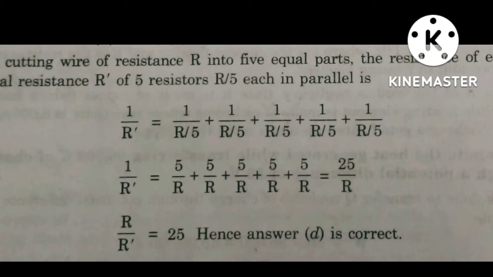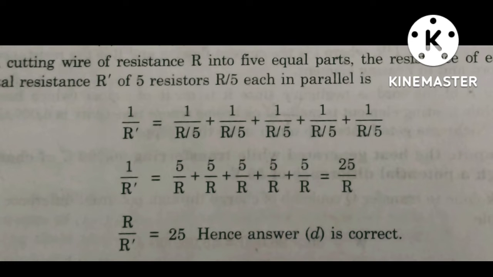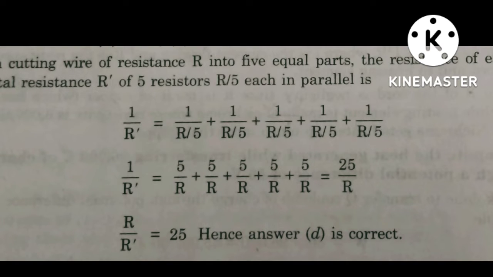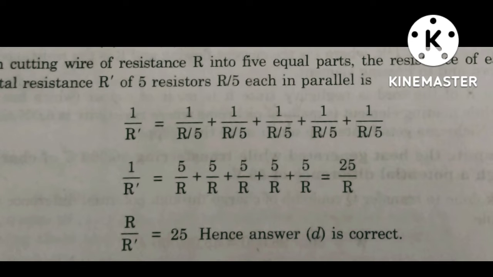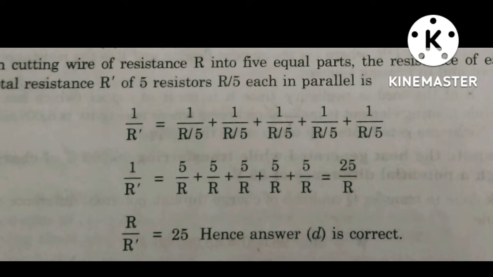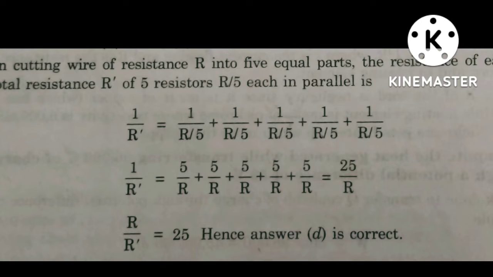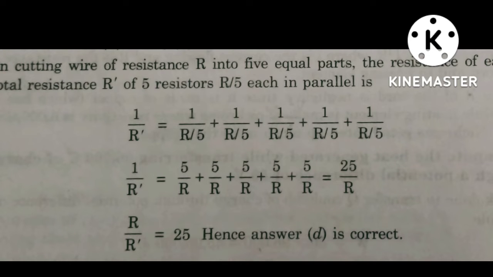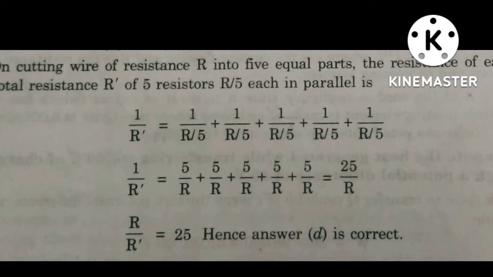Then how can we write the next step? 1 by R dash is equal to 5 by R plus 5 by R plus 5 by R plus 5 by R plus 5 by R. That means 5 times we have to add it together. That will be 25 by R. Now we can calculate R by R dash. Here we have 1 by R dash is equal to 25 by R. How can we find R by R dash? If you rearrange that, we will get the value of R by R dash as 25. So the answer is option D, 25.